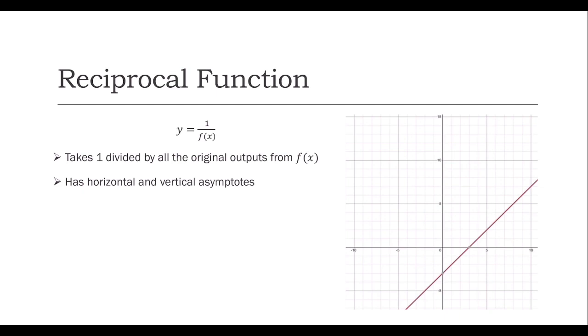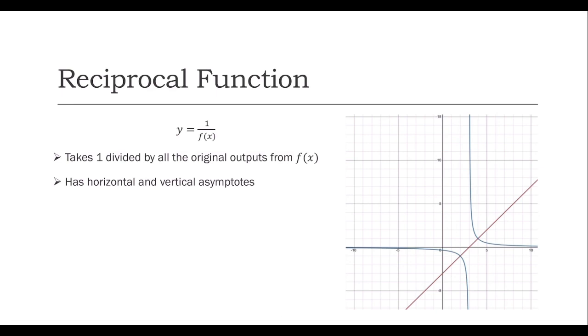Now we have our reciprocal function, which equals 1 over f of x. It takes 1 divided by all the original outputs of f of x, and it has horizontal and vertical asymptotes because it's 1 divided by our function. So for y equals 1 over f of x, here's f of x when it's x minus 3, and our 1 over that would look like this blue function here. So it's pretty different than the original function.